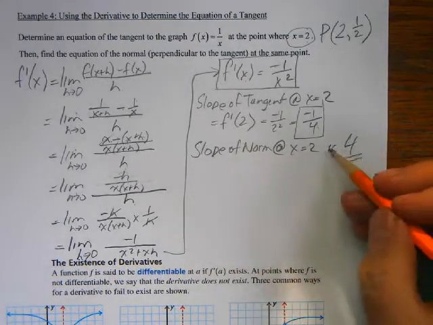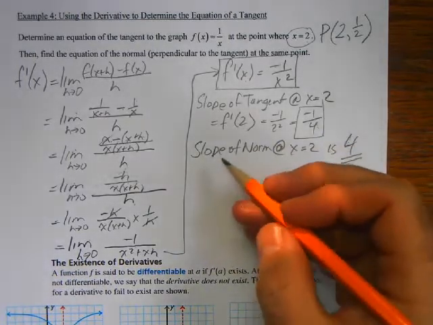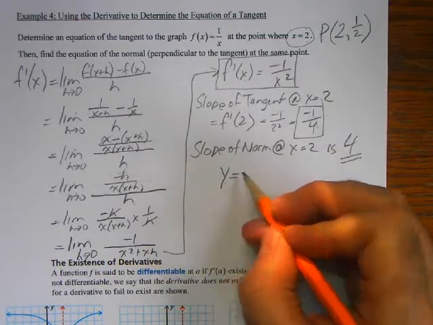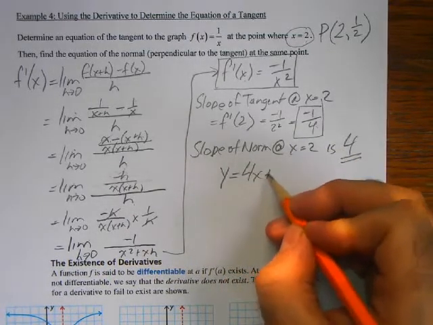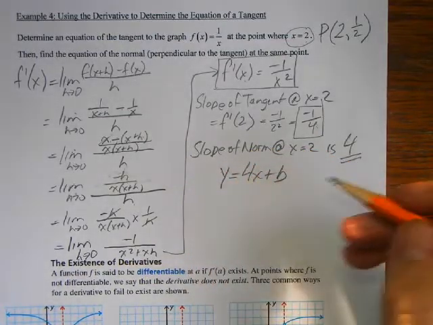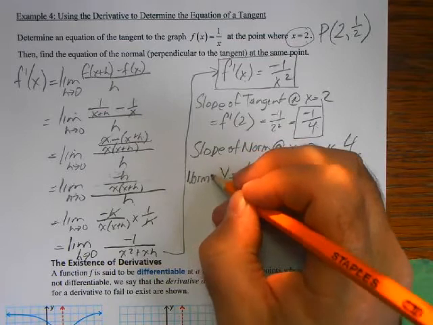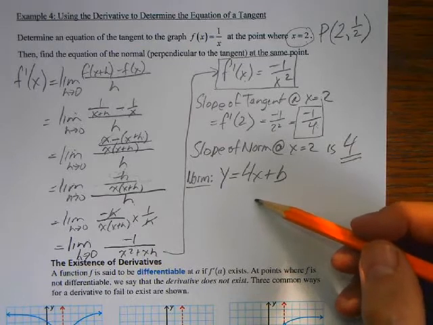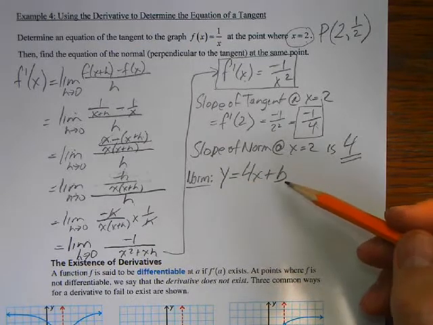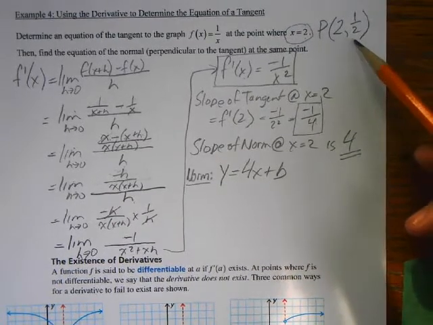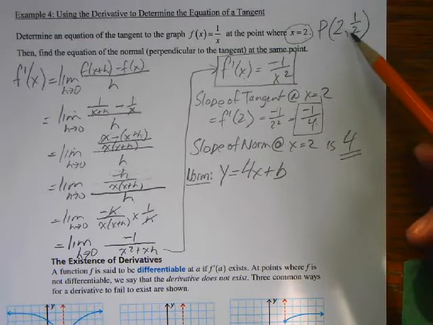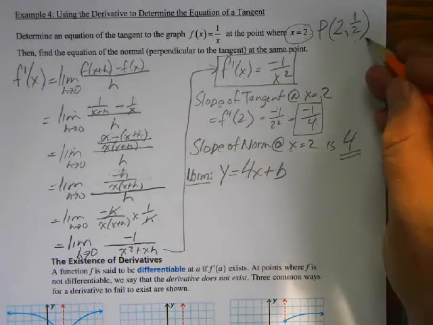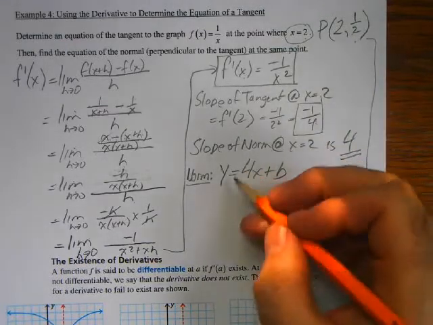So we can start making the equation of that normal, because now we know it's y equals 4x plus b. Maybe I'll just put normal out here. Equation of the normal, 4x plus b. So all we need now is a point that's on the normal. And we do have one, that point P. That's the point where the tangent is, and also where the normal intersects with the tangent. So we can actually plug in this point. I'll just bring that down here. So that's going to be 1/2 is equal to 4 times 2 plus b.